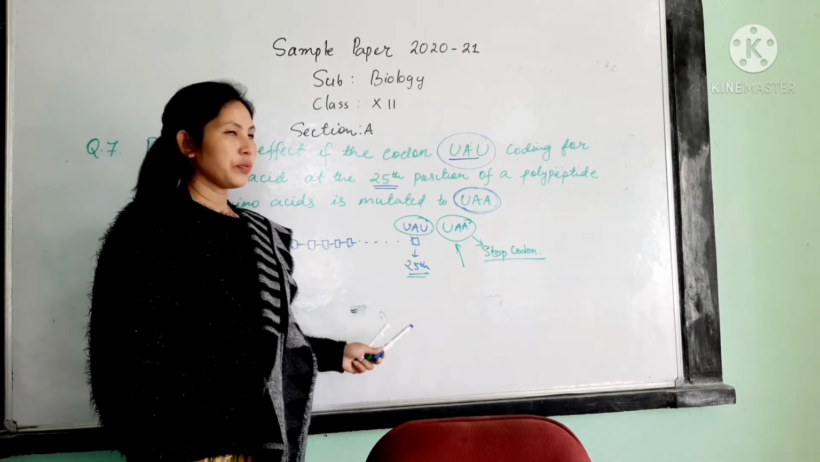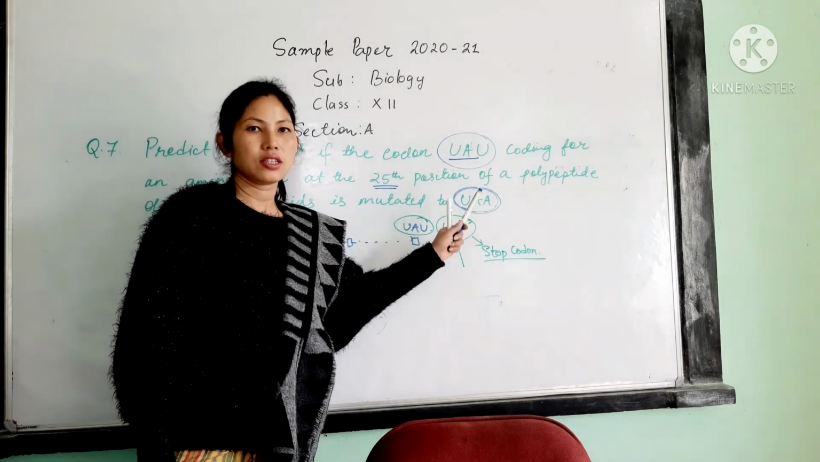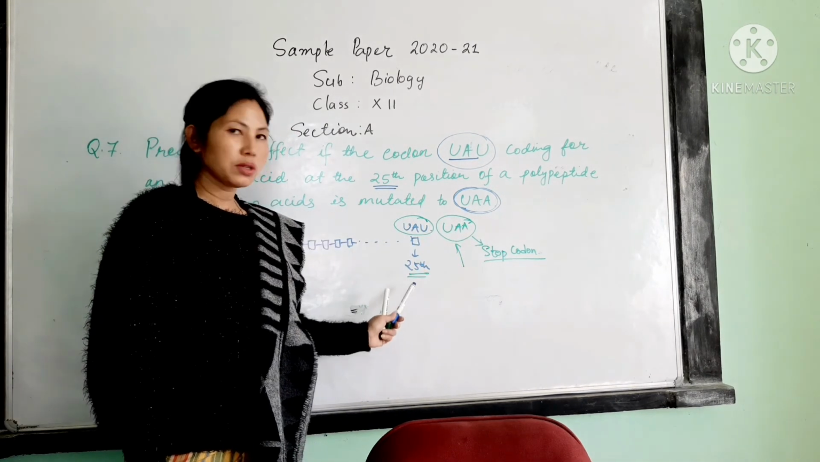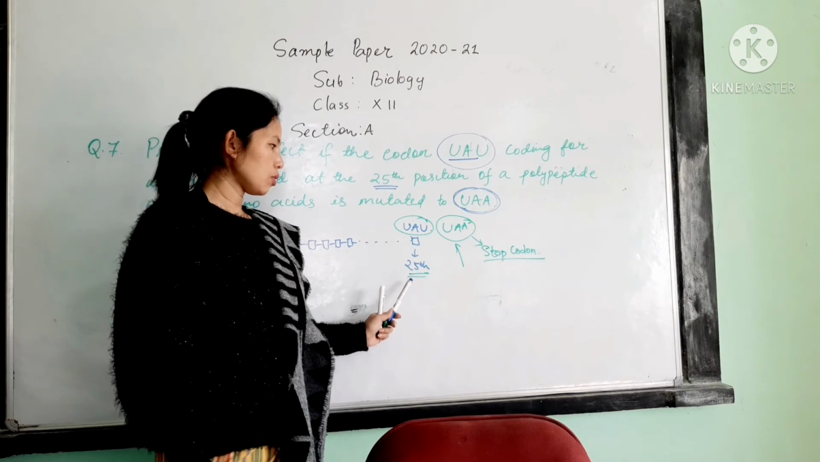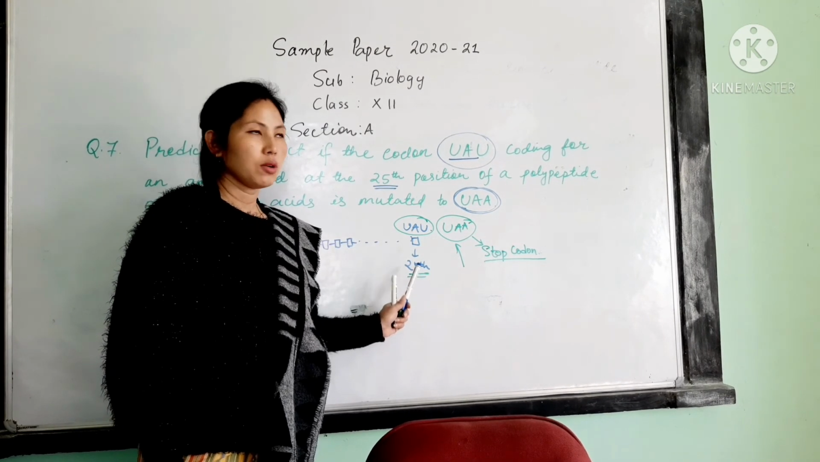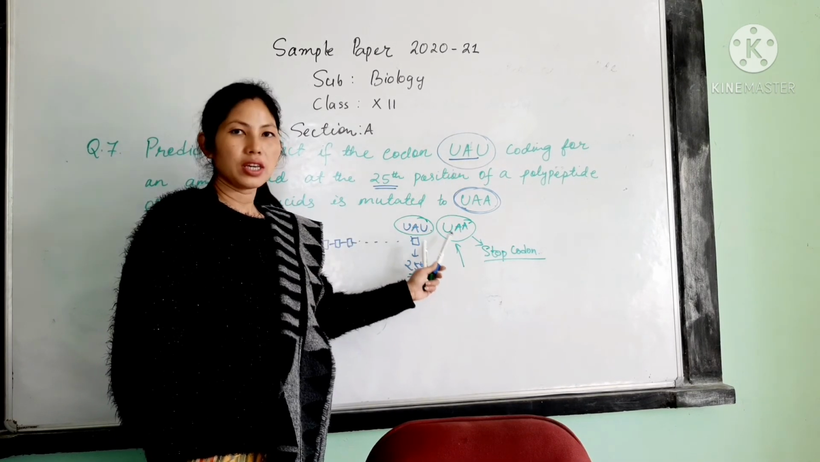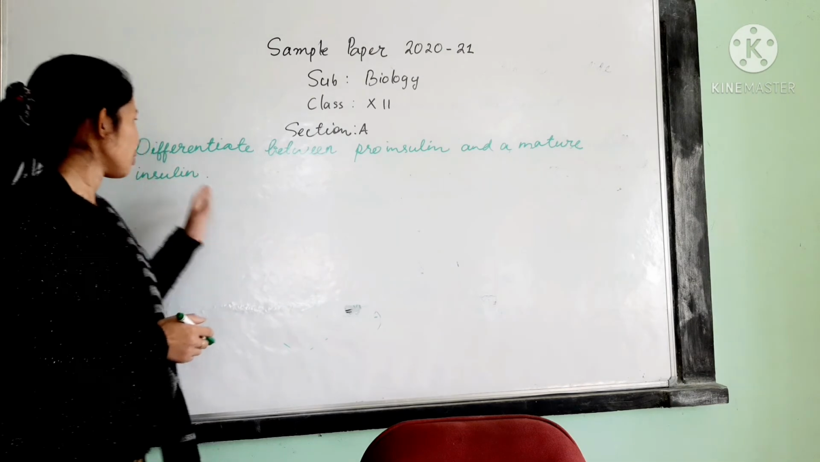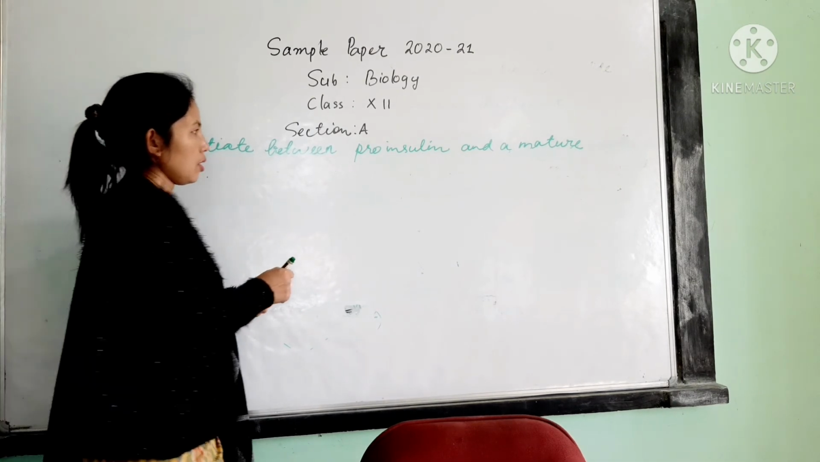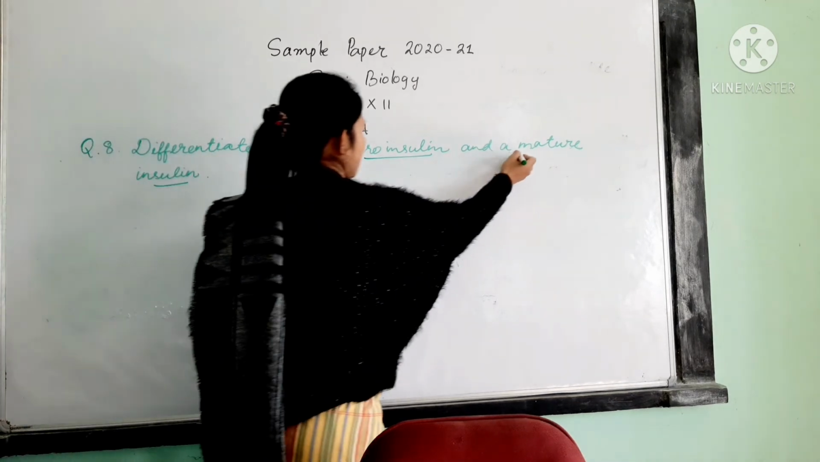So you can write that since UAA is a stop codon, the polymerization or the translation of the protein will be stopped at the 25th position, which is mutated from UAU to UAA. Now let us discuss the next question, that is differentiate between proinsulin and mature insulin, right?